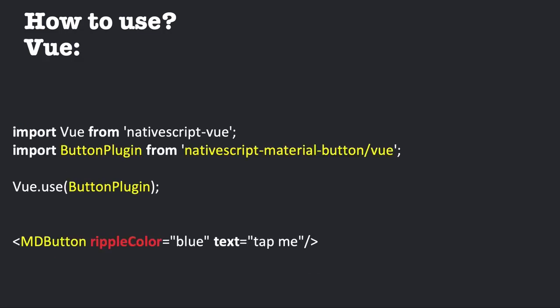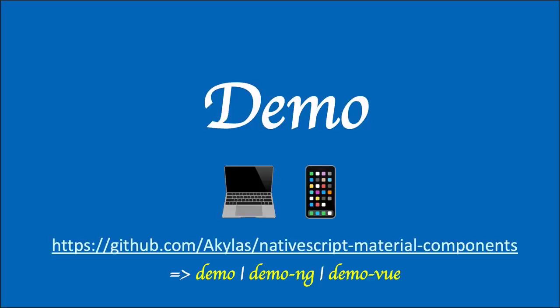For Vue, it's a very similar story. Again, you import the button plugin from nativescript-material-button/vue, then tell Vue to use the button plugin, and then you just use in your markup MDButton, rippleColor blue, text tap me, and this will work like a charm. If you want to see the code for different versions of all of the components, very handily, Martin actually provides three different demo projects.